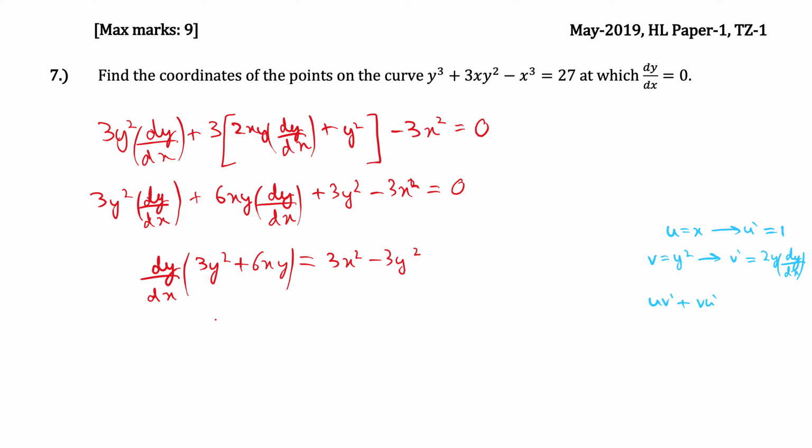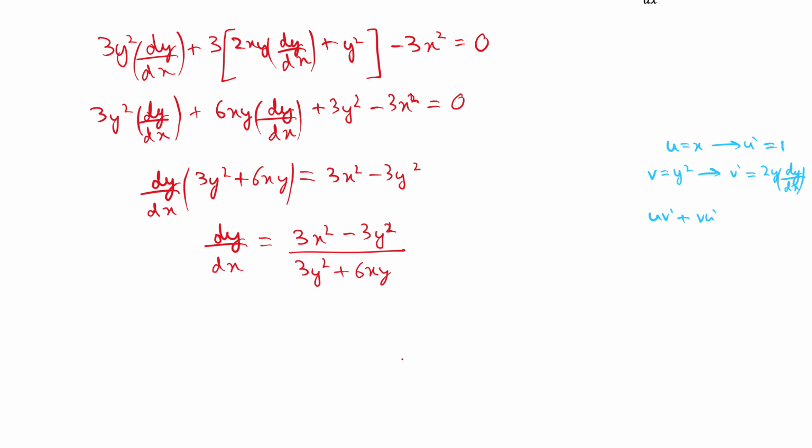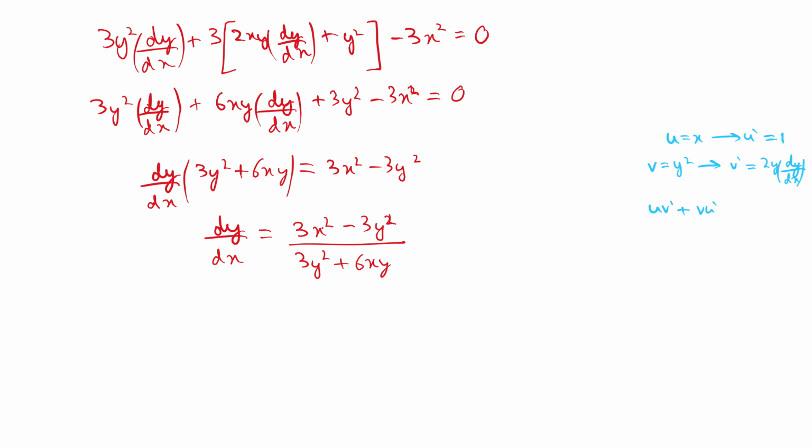From here I can solve for dy/dx. So dy/dx will equal 3x squared minus 3y squared divided by 3y squared plus 6xy. Now I can simplify this expression a bit. I can factor out 3 from the numerator and the denominator. So dy/dx will be simplified to x squared minus y squared over y squared plus 2xy.